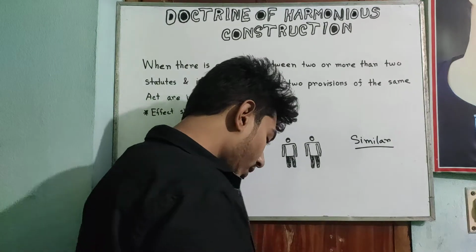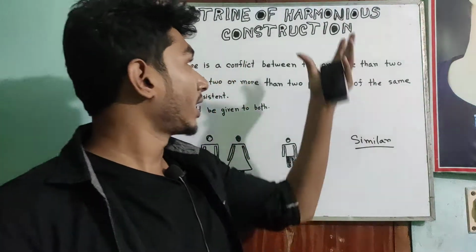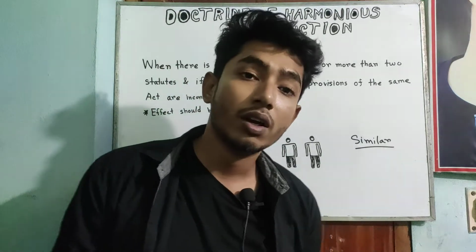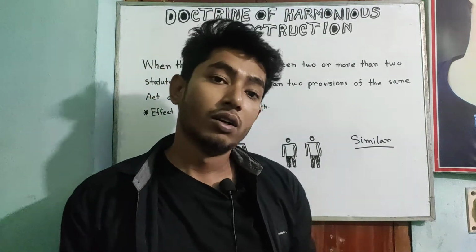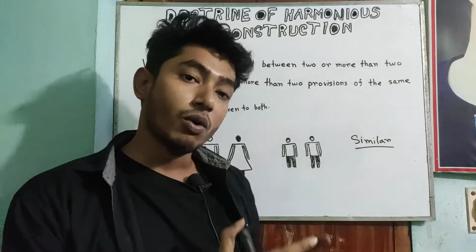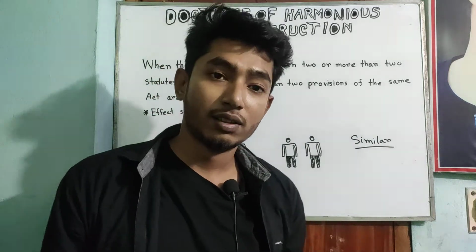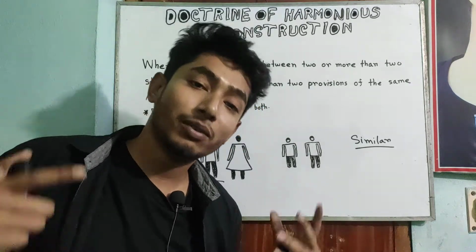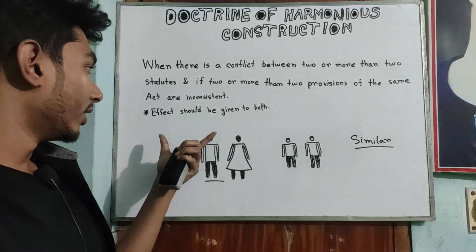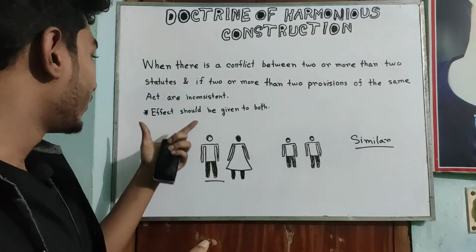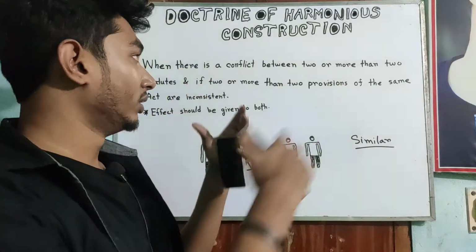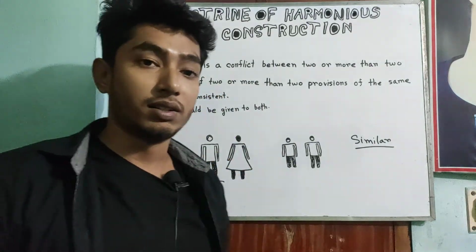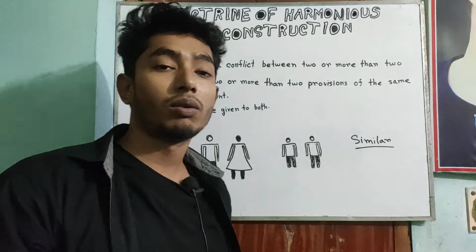Okay, but we will apply this kind of harmonious construction when we see there is a conflict between two or more statutes, or if there is an inconsistency between two or more provisions of the same act. At that time we will apply harmonious construction. And how will we apply it? We will apply it in such a manner that effect should be given to both of the conflicting provisions. We cannot deny or cancel one of them.